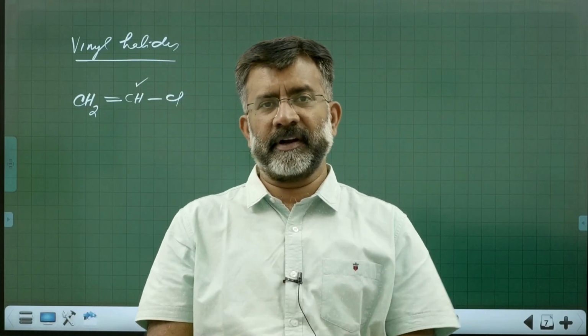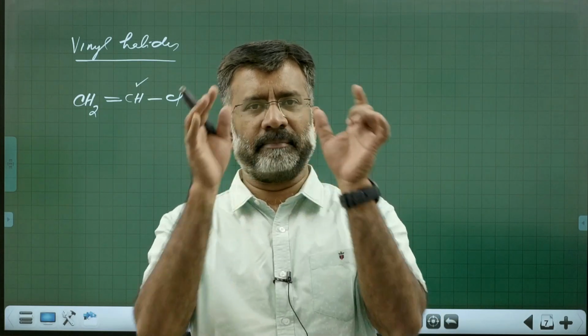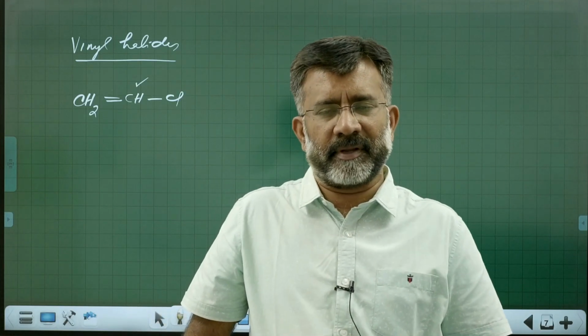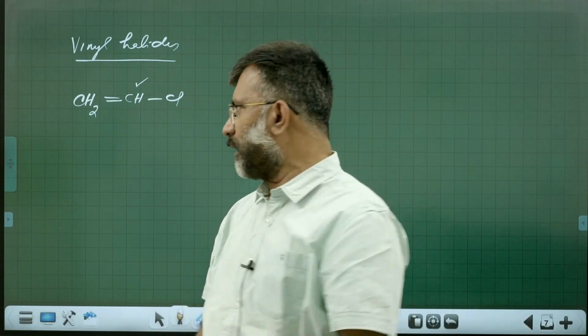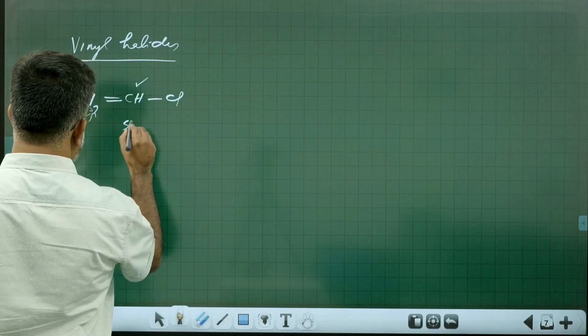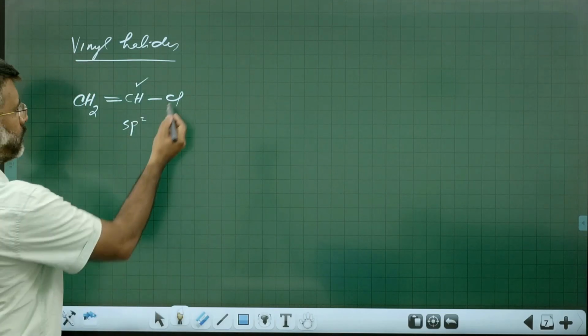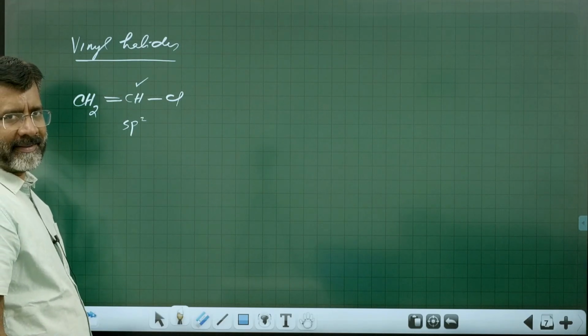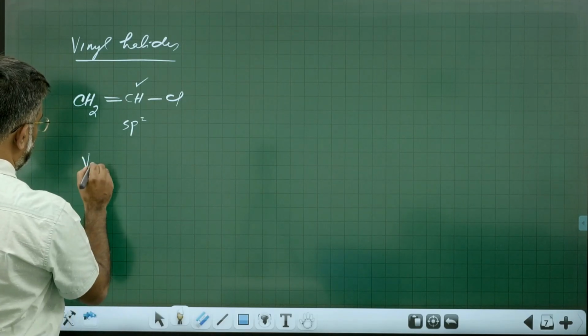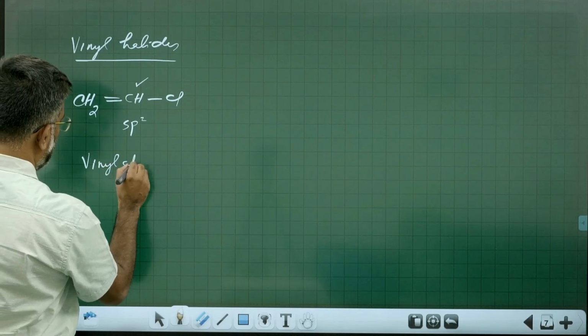But it is different from aryl. Aryl means a benzene ring we consider. This is not a benzene ring. But the halogen is connected to an sp2 carbon. This carbon is an sp2 carbon, all of you know. And the halogen atom is connected to that sp2 carbon. That is vinyl halide. This is a very popular compound, vinyl chloride.